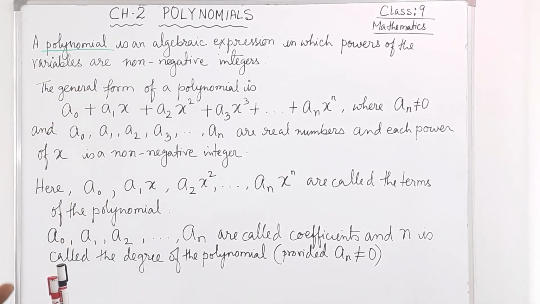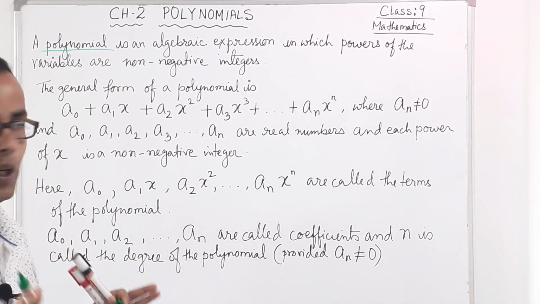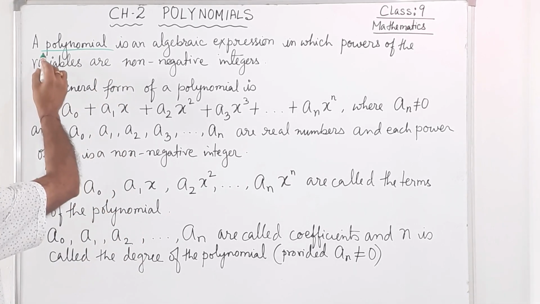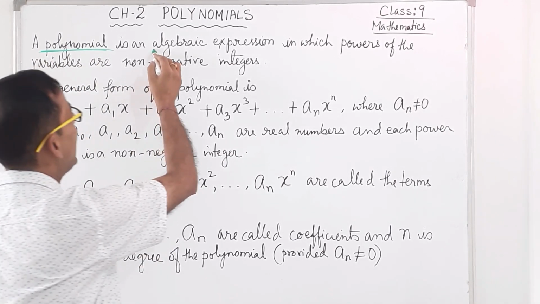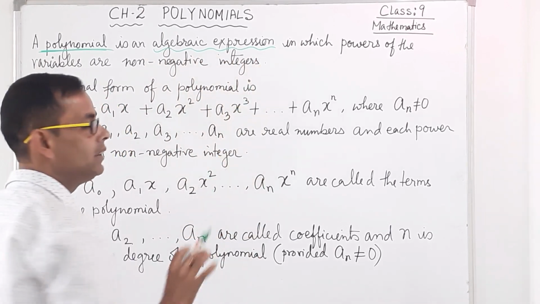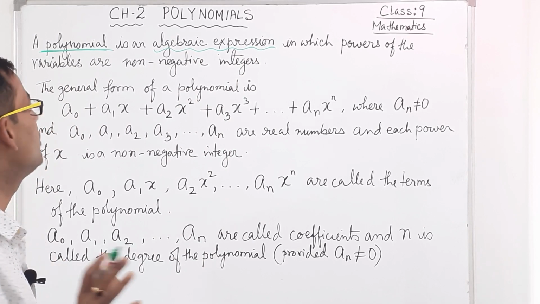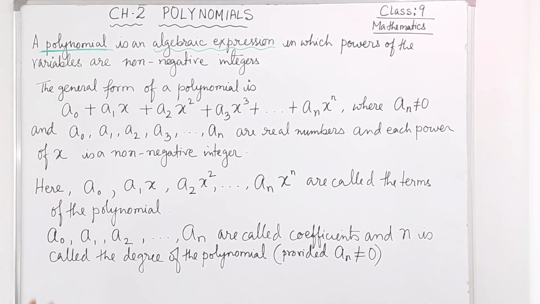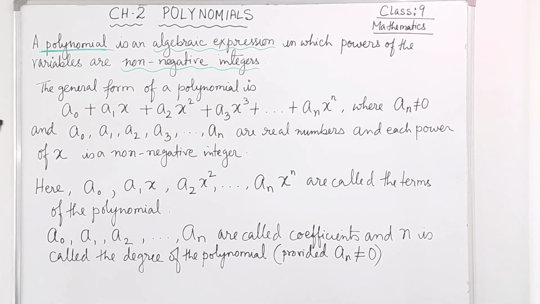Now, you will be thinking, what has sir written? No need. Slowly you try to understand. So, a polynomial. Polynomial is what? It is an algebraic expression in which the powers of the variables, so variables will be there. I taught you what is a variable. So, powers of the variable have to be non-negative integers.